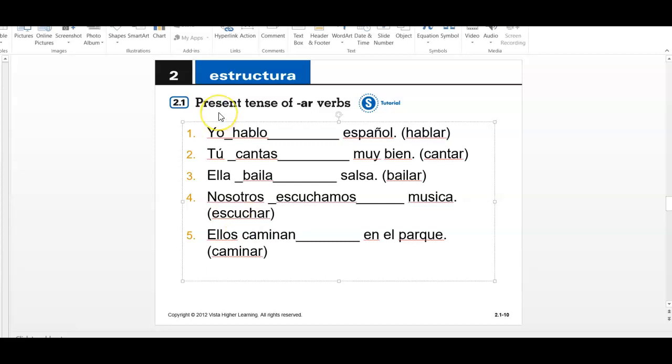Alright, so that's a quick example of how you do it. Remember, step 1, drop the ending. Step 2, add the new ending. Okay, and we always have to look at the subject to determine what the ending is going to be.